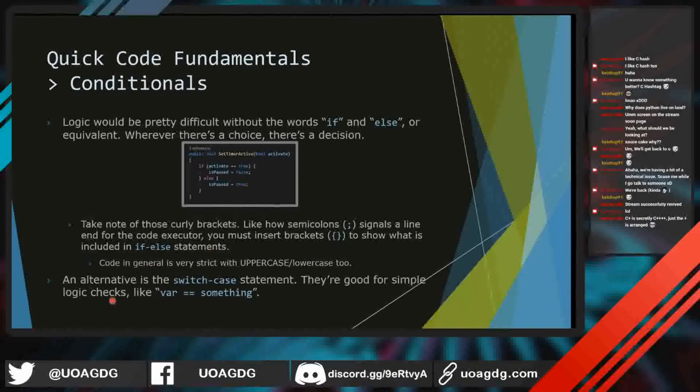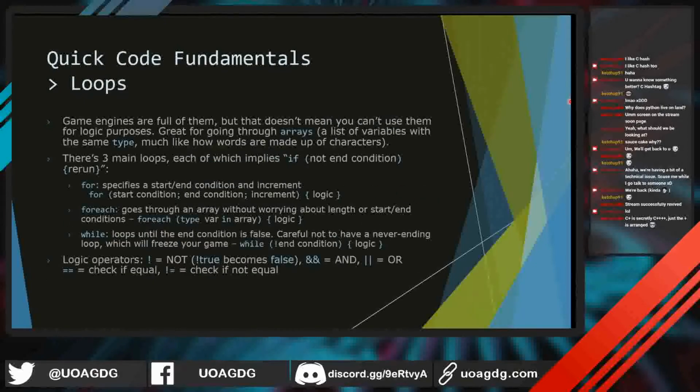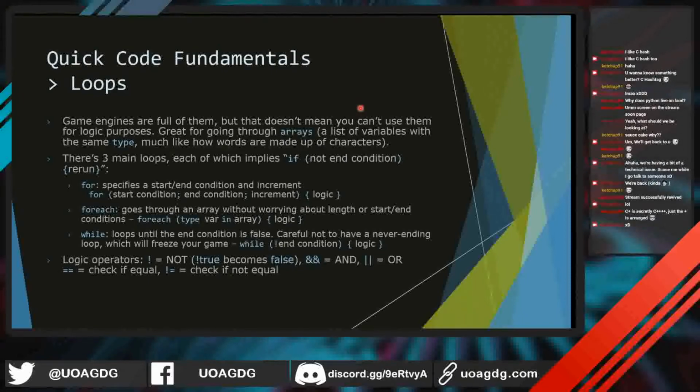An alternative to an if-else statement is a switch case statement. Good for simple logic checks. Now, the game engine itself is basically one big infinite loop. And by infinite loop, I mean that it basically runs non-stop until you tell it to exit. And how they actually check if it exits or not is through these if statements or logic operators.